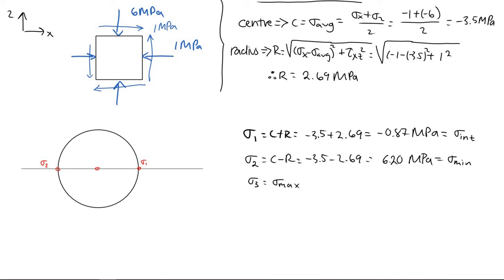So if we draw out our shear stress axis, probably located quite close because the distance is just 0.87, somewhere around there. Then my principal stress 3, or if we want to call it the maximum principal stress, is located on 0.